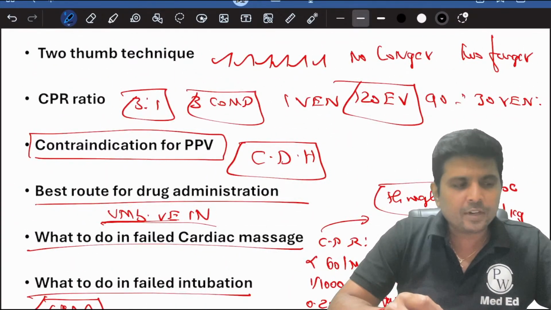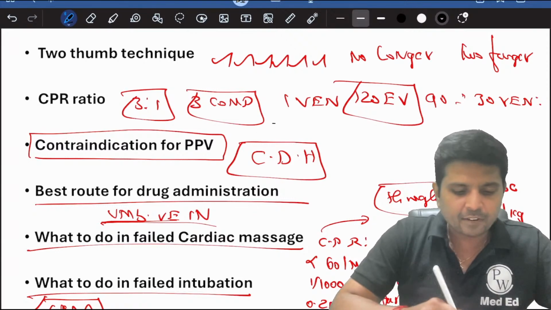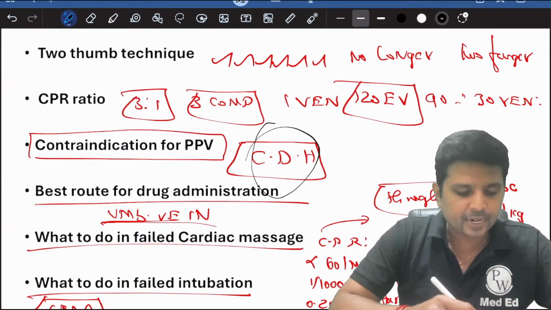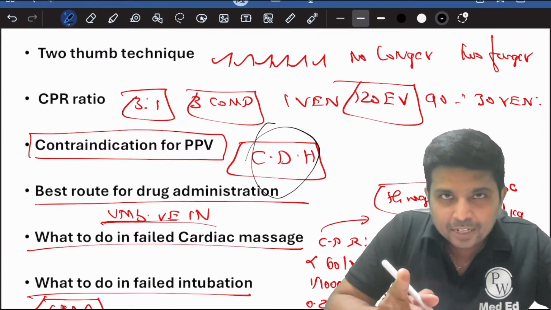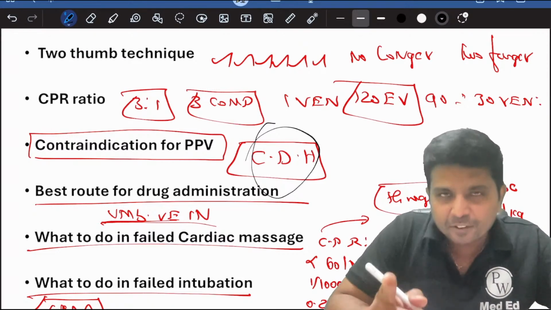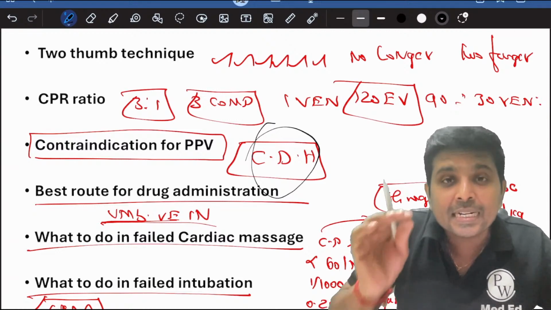Two thumb technique over, CPR is over. Contraindication of PPV is congenital diaphragmatic hernia. Best route for drug administration is umbilical vein. If umbilical vein is not possible, peripheral vein. If peripheral vein is not possible, you can do intraosseous route.